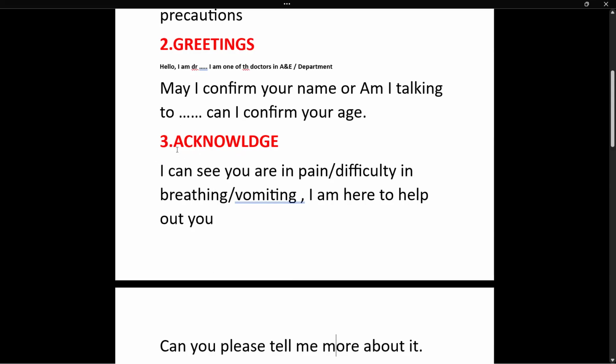At the third point, acknowledgement is most important. Just say what you actually see; you will have to verbalize it. You have to tell the patient, I can see that you are in pain, or have difficulty in breathing, or are vomiting. This is acknowledgement, which is most beneficial for your marks. Also from the patient's perspective, it is important, as the patient will think that you acknowledge them and you verbalize it. Then you say, I am here to help you.